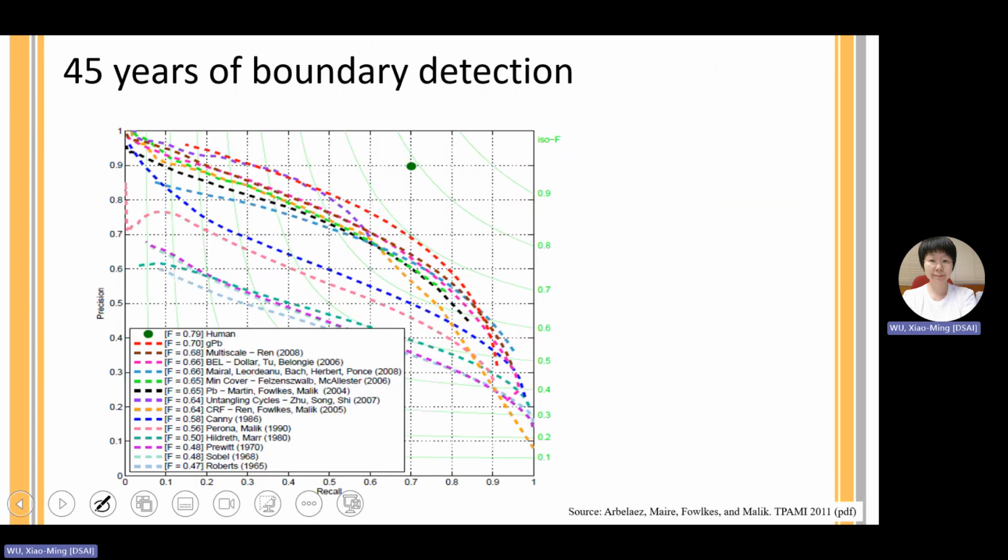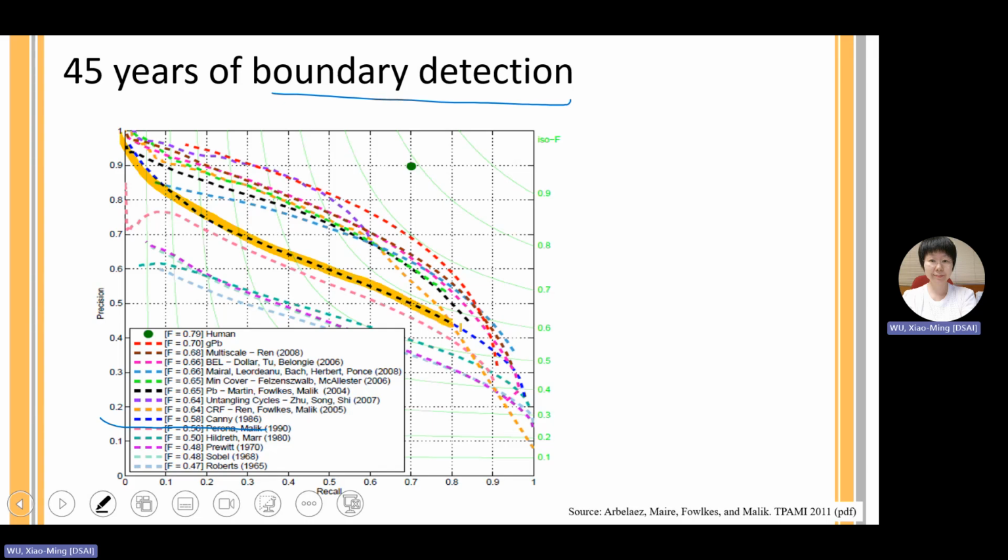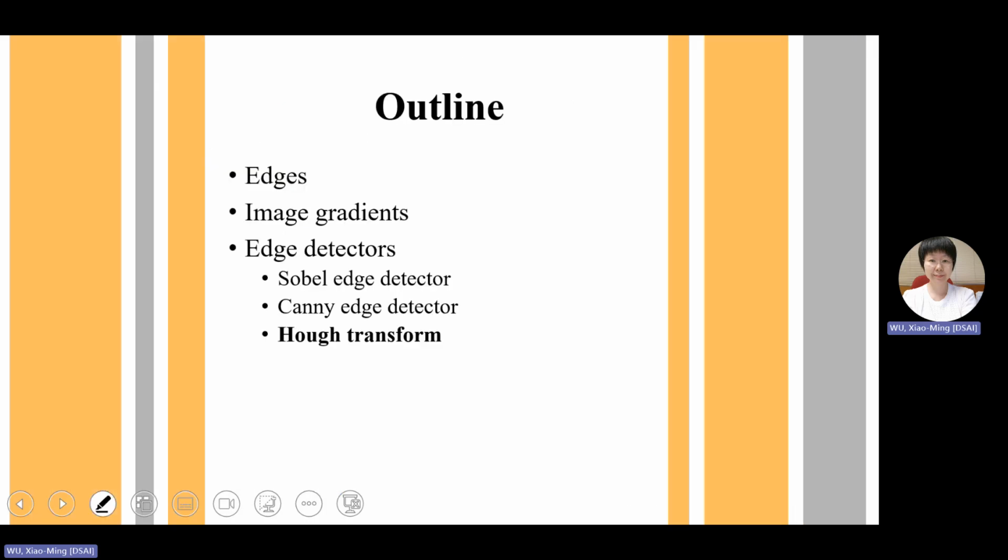And we have already seen this map, 45 years of boundary detection. The performance of the edge detector is indicated by this blue curve, which is pretty good. So the Canny edge detector is a classical edge detector, and in your lab 1 assignment, you will do some programming exercise by implementing the Canny edge detector. Also in your lab 1, there's a bonus point regarding the Hough transform. In the following, I'm going to briefly introduce the Hough transform.